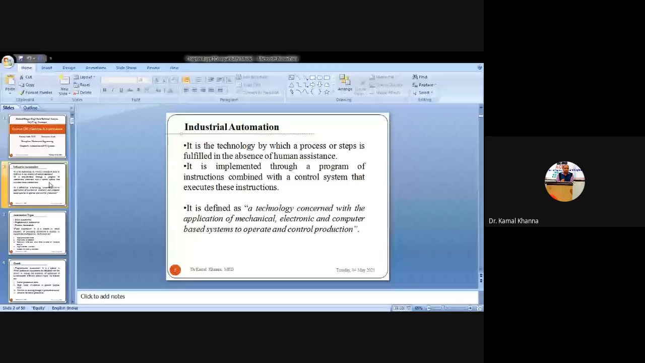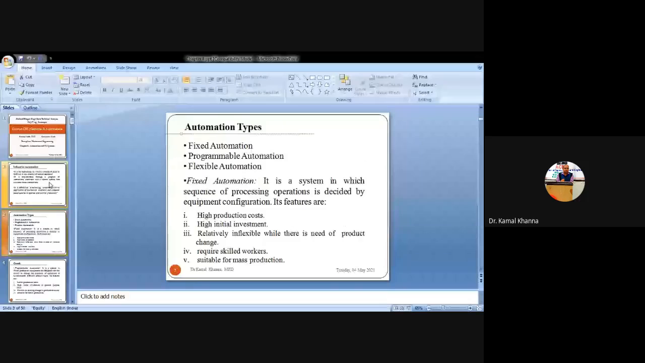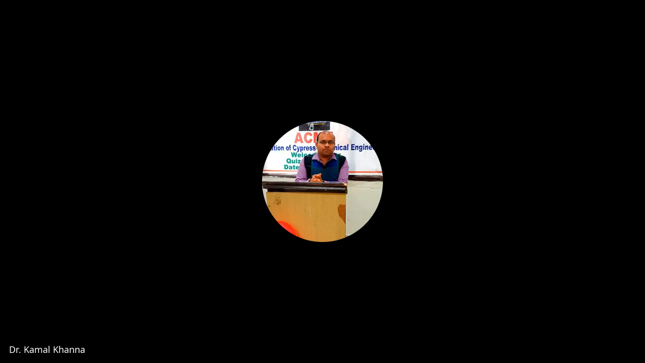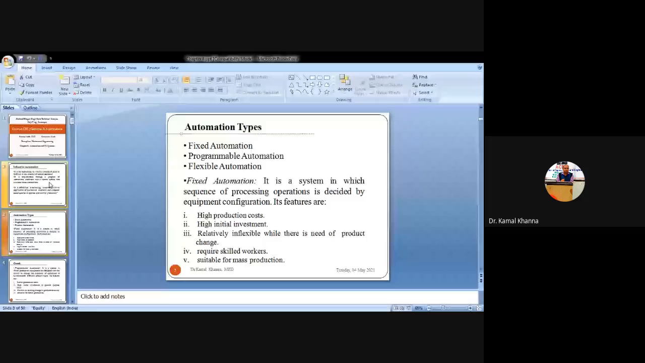So how is automation done in industry? There are basically three types of automation. The first is fixed automation, the second is programmable automation, and the last we will read is flexible automation systems. So what is a fixed automation system? This is a system in which the sequence of processing operations is decided by the equipment configuration.